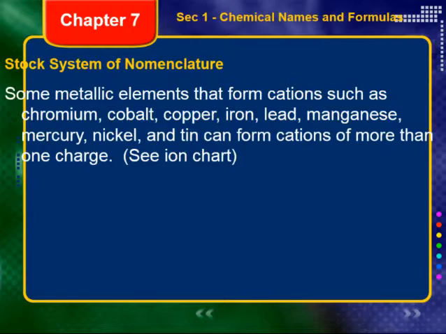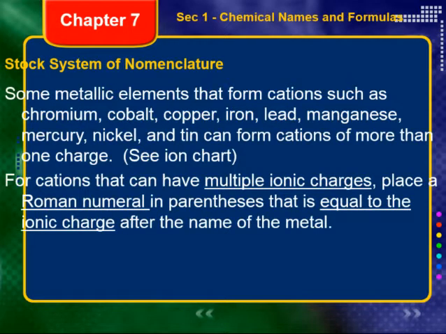For example, chromium, cobalt, copper, iron, lead, manganese, mercury, nickel, and tin form multiple charges. It's not that they're always +2 or always +3. Sometimes it's one, sometimes the other. So for cations that have multiple ionic charges, we need to place a Roman numeral in parentheses that is equal to the ionic charge after the name of that metal.